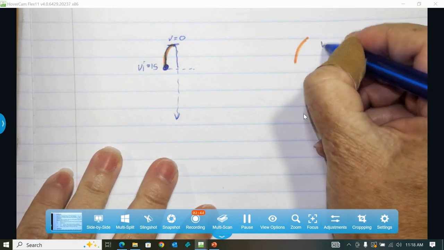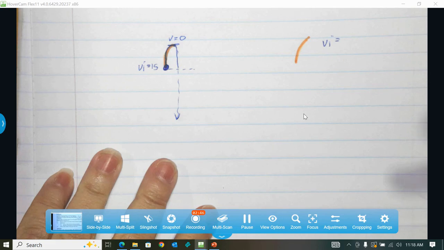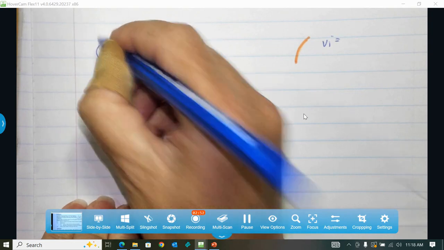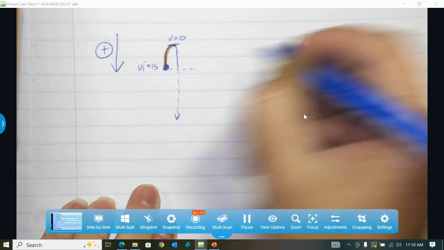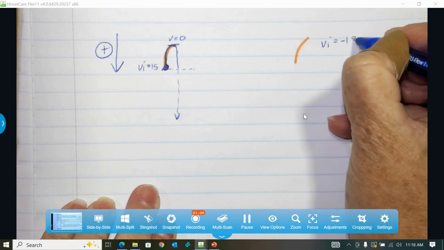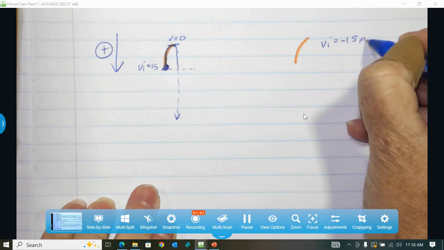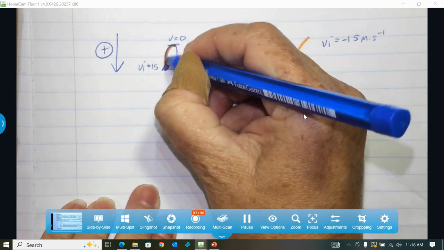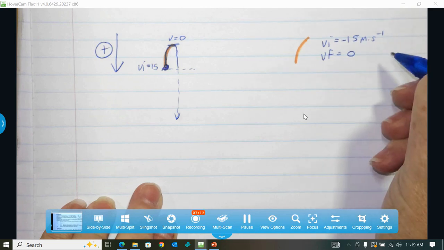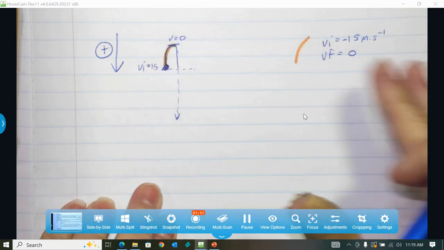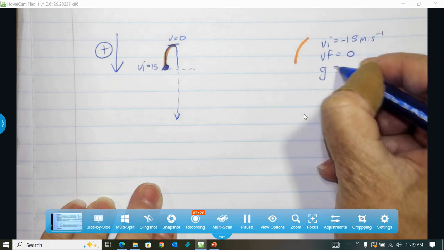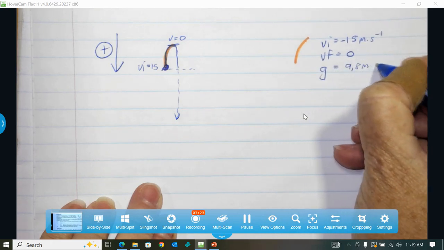For the orange part, the initial velocity, and I'm going to have to start choosing direction here. So what if I take downwards as being positive? Okay, then if this is being thrown upwards, then that's going to be minus 15, correct? What's the final velocity for that orange bit? Well, it comes to a stop, so that's 0. What I always have in all of these free-falling questions, and all of the vertical projectile motion questions, I always have g. Do you remember g is a constant? It's 9.8 meters per second squared.